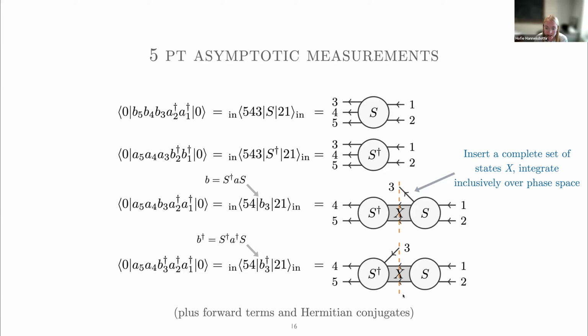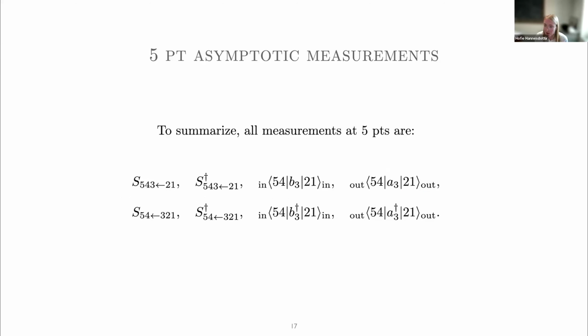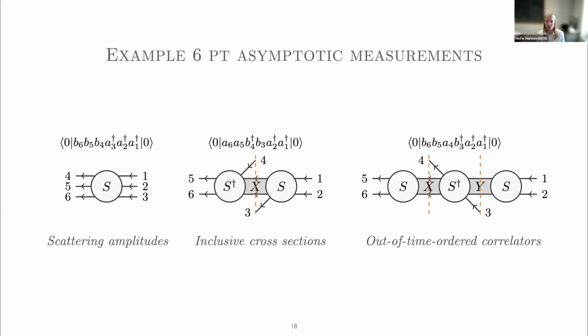And then we can also do the daggered version of that and the forward terms and Hermitian conjugates. So to summarize, all measurements that we can have at 5 points using our algebra are the S matrix, S dagger, and then these new types of observables where we, for example, measure one future operator in the background of the past operators. And then we have the 3-to-2 versions of the same thing. So of course, the possibilities just grow.